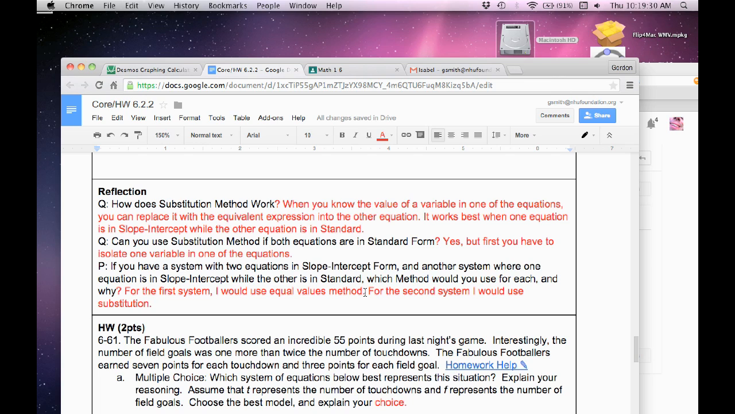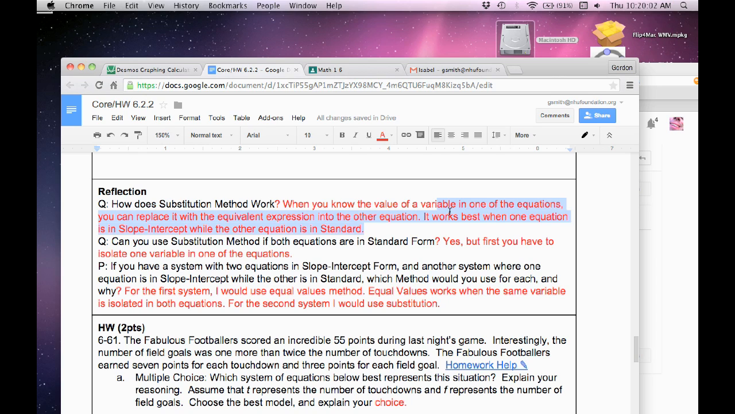Again, why? Well, going back to the first one, the equal values method, equal values works when the same variable is isolated in both equations. And substitution works best when one equation is in slope-intercept and the other is in standard.